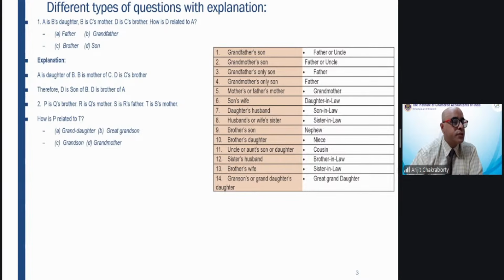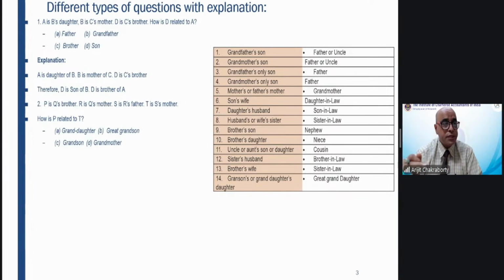So once again, if we see, P is Q's brother. So they are in the same generation, you can call it, they are siblings. R is Q's mother, that means R is female, and it follows that R is also the mother of P. That means R has two children, P and Q.